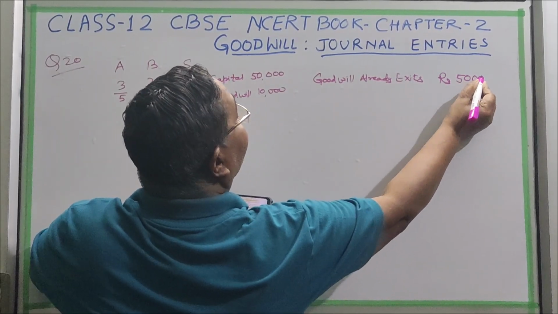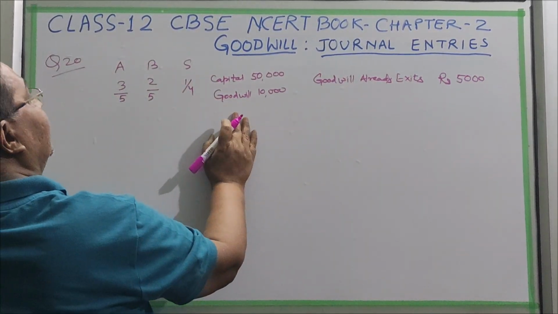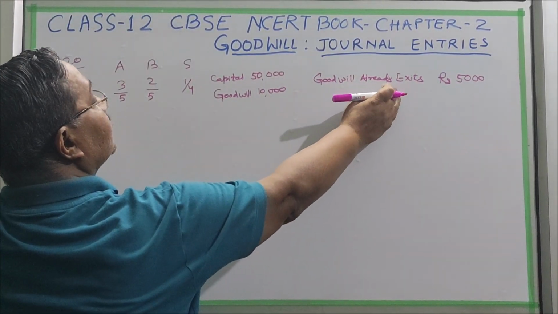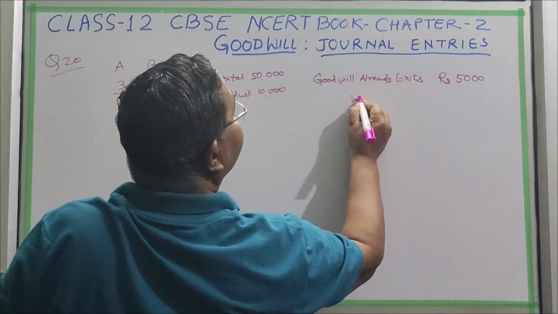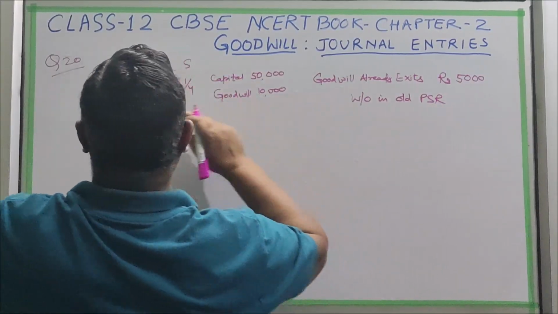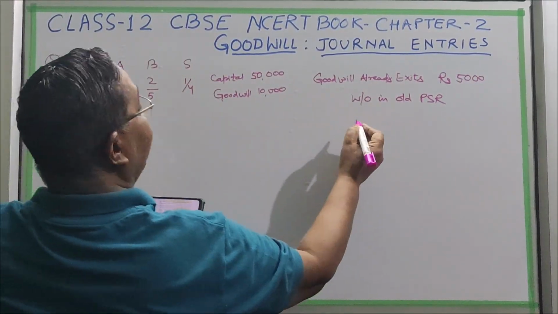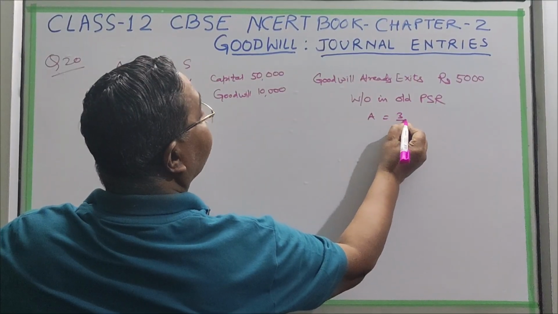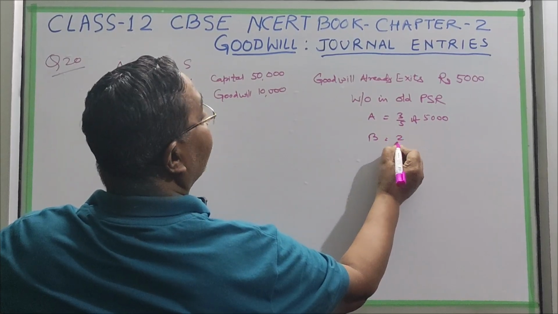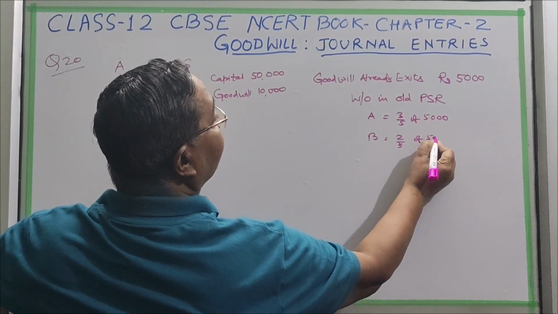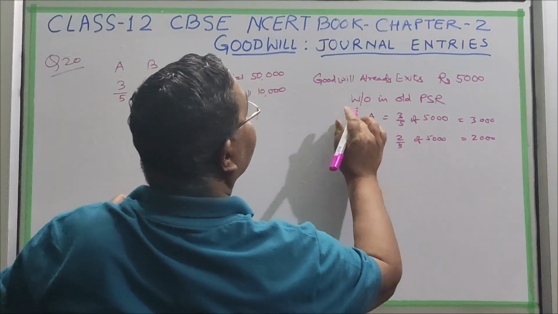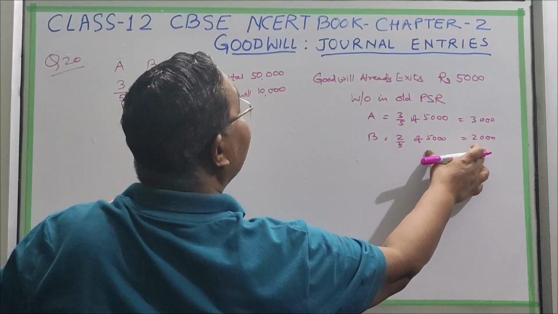So when goodwill already exists and a new partner brings his goodwill, he will always insist that the existing goodwill be written off, and it is written off in the old PSR, always old PSR, meaning 3:2. A will bear 3/5 of 5,000 and B will bear 2/5 of 5,000, meaning 3,000 and 2,000. This will be deducted from their capital.